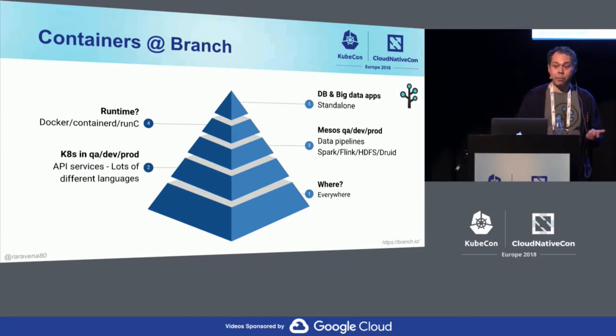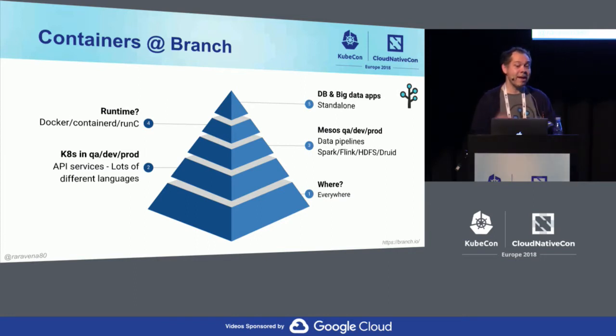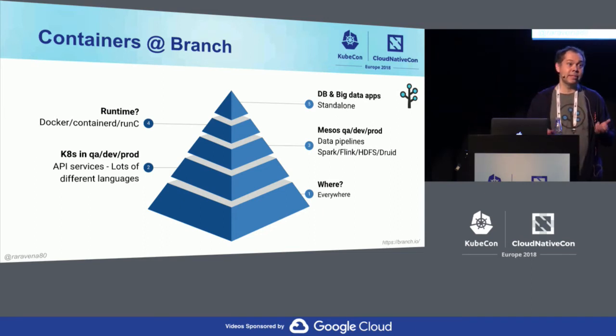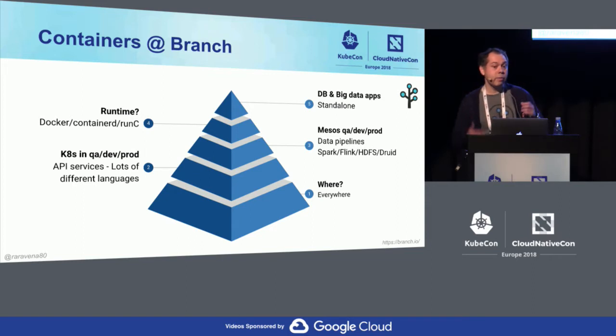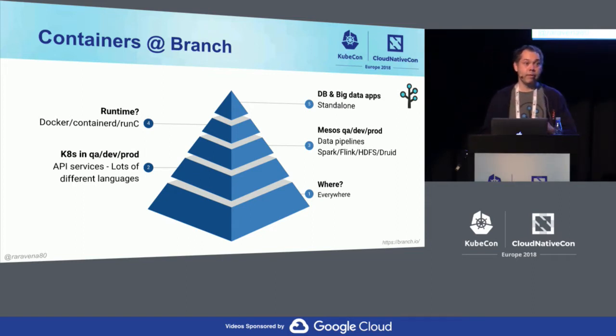So a little bit of background. I work at Branch. We run containers pretty much everywhere. We run all of our API services in Kubernetes in all the different types of environments, QA, development, and production. Lots of different languages. We service maybe 60 to 70,000 requests per second. And then we run all of our data pipelines and Flink and Spark frameworks on top of Mesos, also in all the different types of environments. And we ingest over 10 billion records a day, and over 10 billion real-time queries a day. The primary runtime that we use is Docker Containerd on top of Runc.